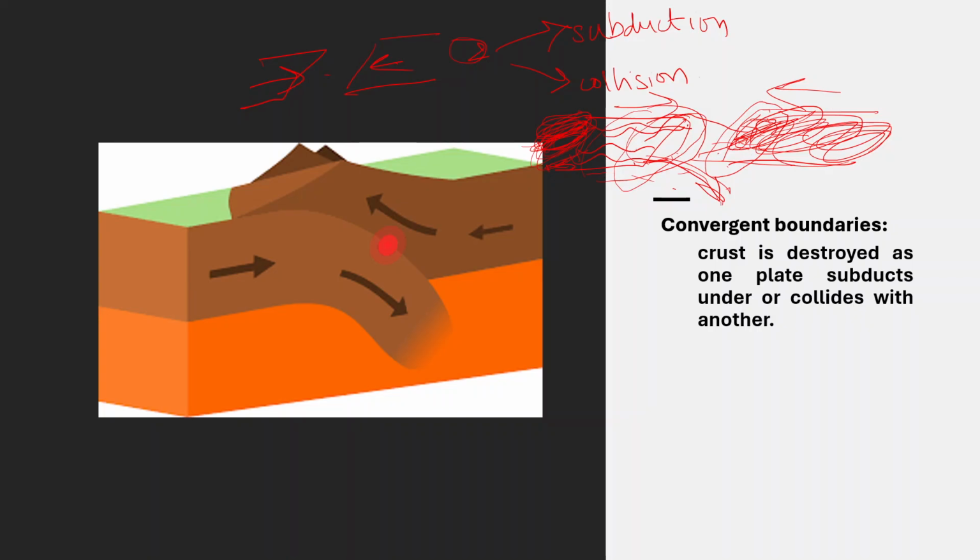In case of the Himalaya formation, this ocean was the Tethys Sea, the water body that was present. The Tethys Sea completely got subducted, and then the land in the Indian plate and the Eurasian plate collided with each other. So that is how you have two kinds of processes happening in case of convergent boundaries.